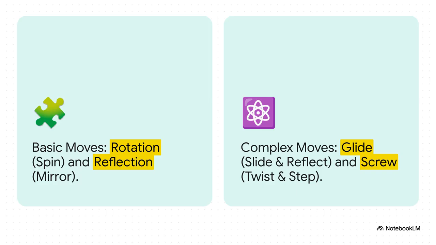You've got your basic ones, like spinning the crystal around an axis or reflecting it like it's looking in a mirror. But then you get these really beautiful, more complex moves. Things like a glide, which is a slide and then a reflect, or a screw, which is a twist and then a step forward. It's almost like a tiny choreographed dance for atoms.